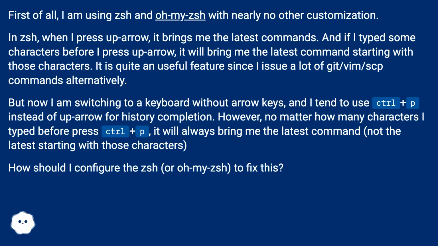But now I am switching to a keyboard without arrow keys, and I tend to use Ctrl+P instead of up arrow for history completion. However, no matter how many characters I typed before pressing Ctrl+P, it will always bring me the latest command, not the latest starting with those characters. How should I configure ZSH, or Oh My ZSH, to fix this?